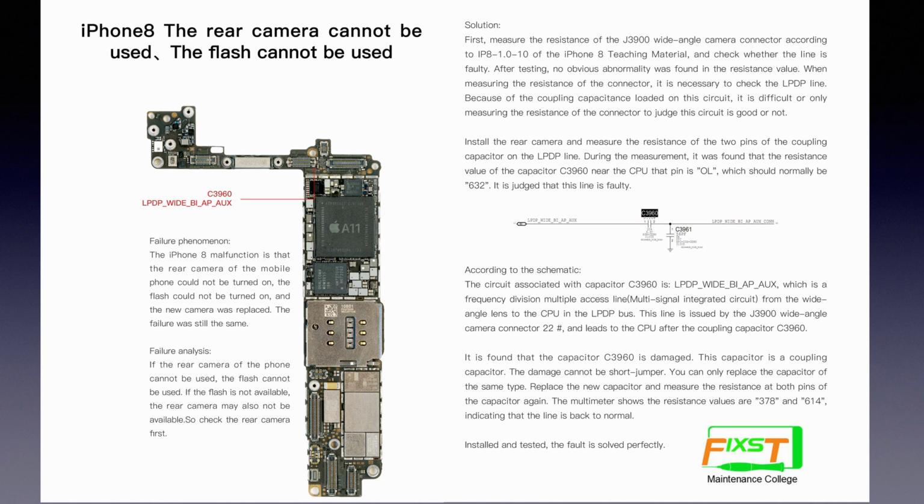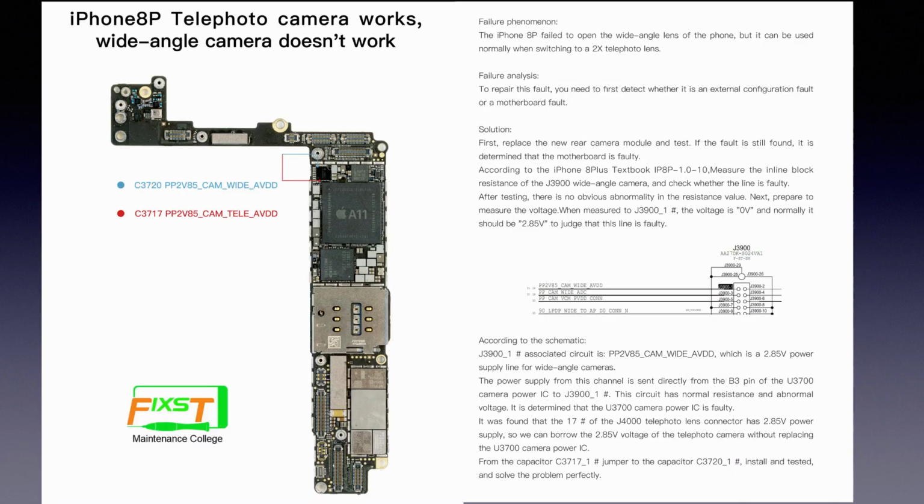C3960. And we found out this capacitor has some problem, and we just need to change a new one. Because this is a coupling capacitor, we cannot make a jumper in place of it. After we change a new capacitor and test the resistance again, the resistance becomes normal. So we install and test, and the problem is finished. Okay, see the next case.